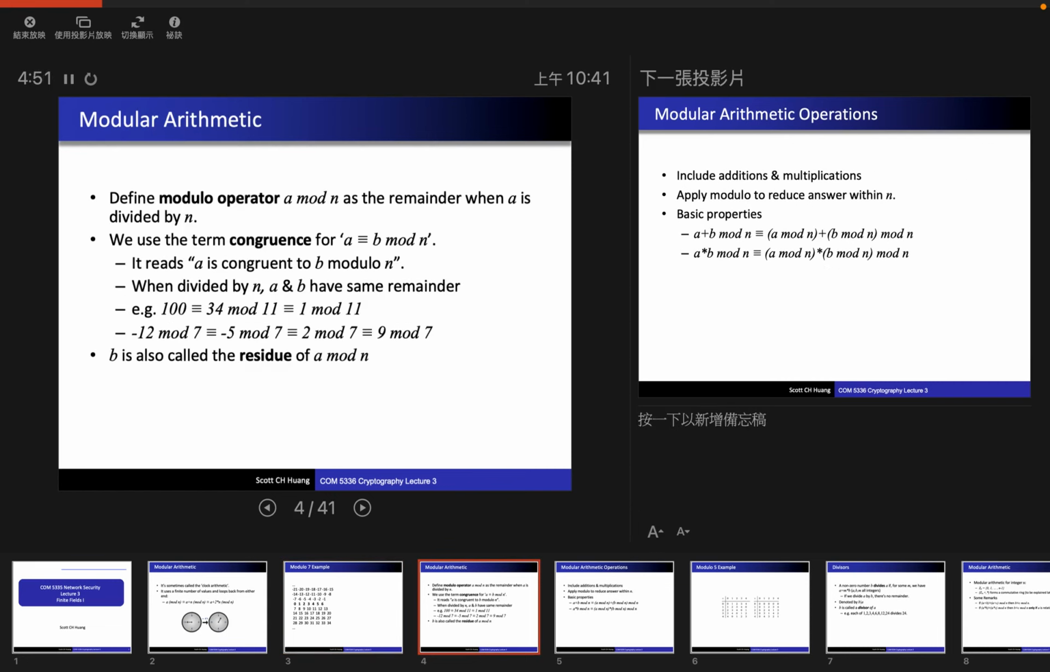So we can define a modular operator, A mod n. A mod n is defined as the remainder when A is divided by n. Okay? And then we say A is congruent to B modulo n. Okay, so we use this notation too. Some mathematicians call B the residue.